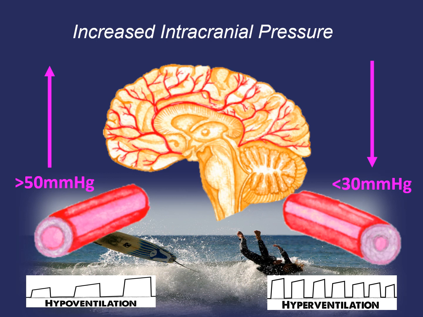If we go to the other end of the spectrum, hyperventilation is when we have a PaCO2 level less than 30 millimeters of mercury. The low CO2 decreases blood flow to the brain, which is also detrimental to the head injury patient because it's now creating a hypoxic state. So we have to find that happy spot for that patient.